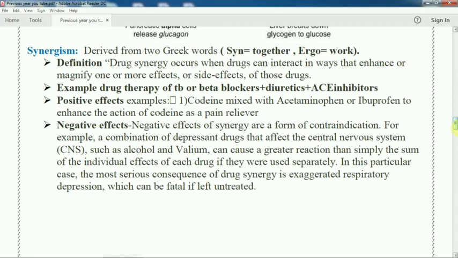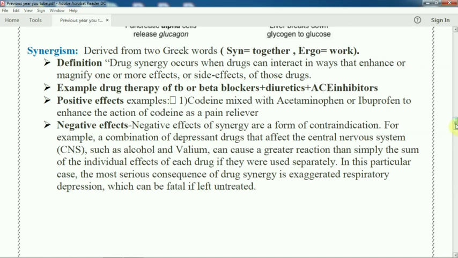When used in combination, it also depresses respiration, which can be fatal if left untreated. So synergism, in one way, is a good or positive effect, and in another way it can also be a negative effect. So again, the definition: working together for more effect or more side effect also.